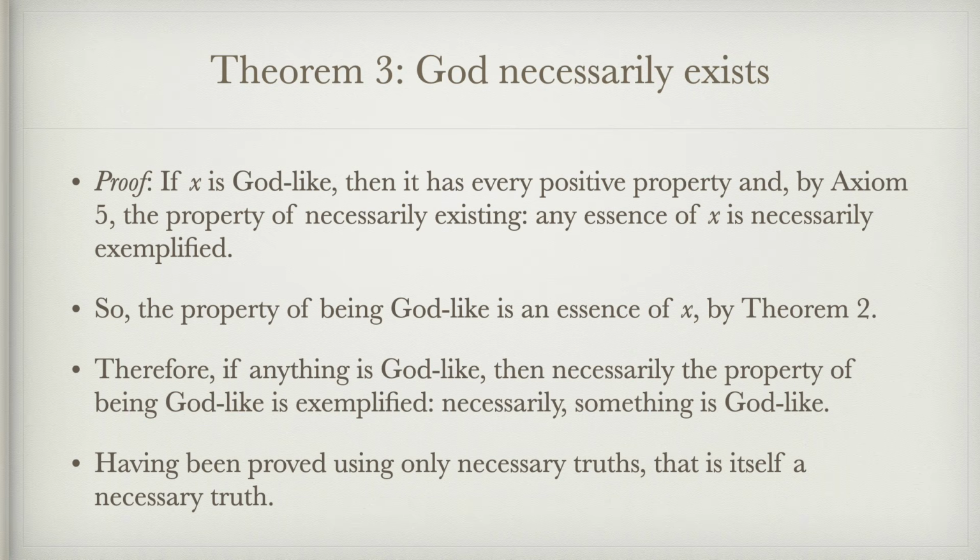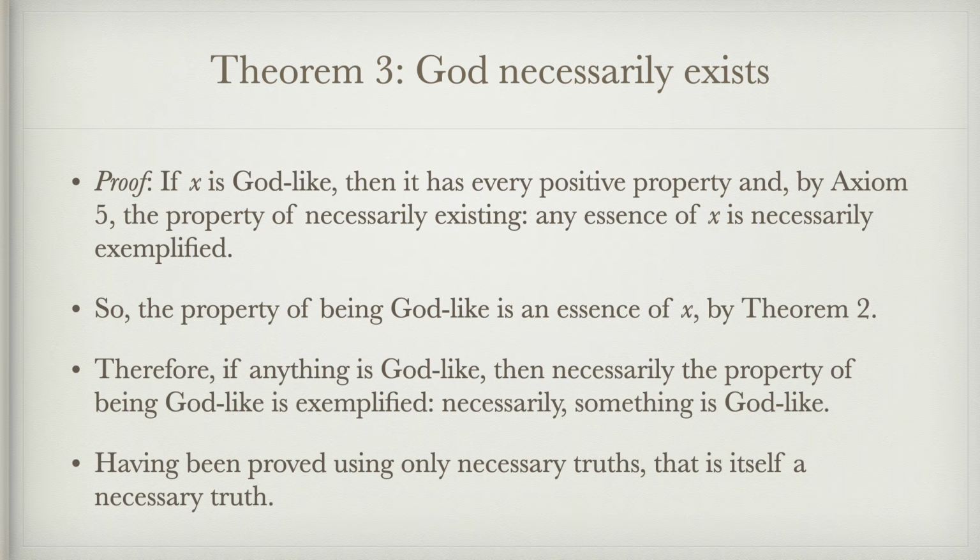Here's the proof. Suppose something is godlike. Then it has every positive property. By axiom 5, it also has the property of necessarily existing. Now we might think we're just done there. However, Gödel means something really strong by necessary existence, so let's continue. Any essence of X is necessarily exemplified. So the property of being godlike is an essence of X by theorem 2. So if anything is godlike, then necessarily the property of being godlike is exemplified.